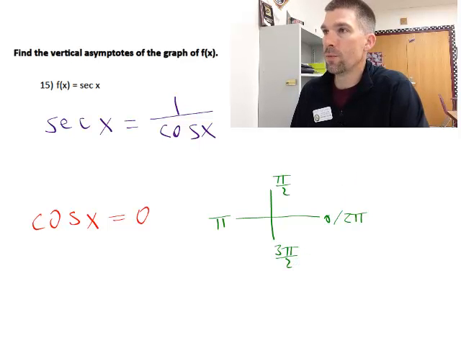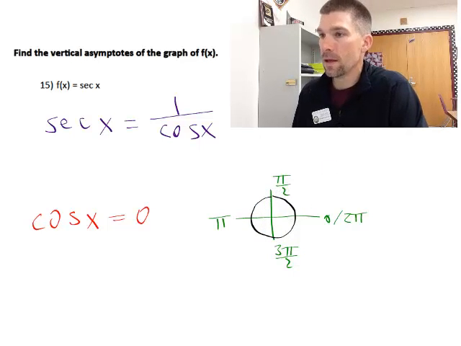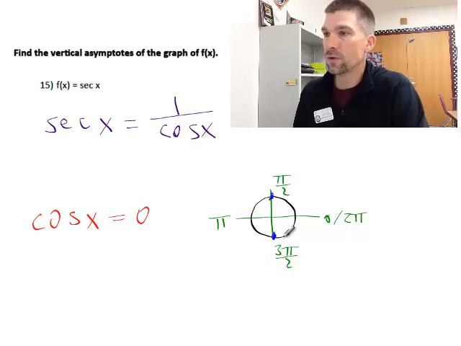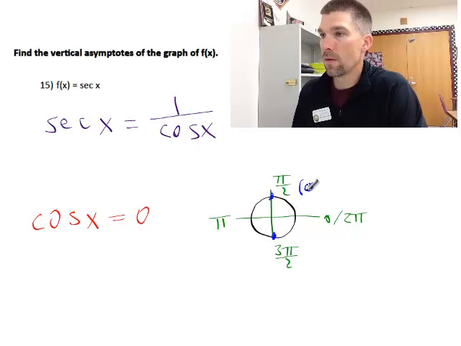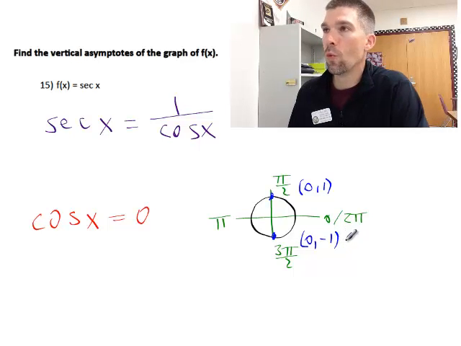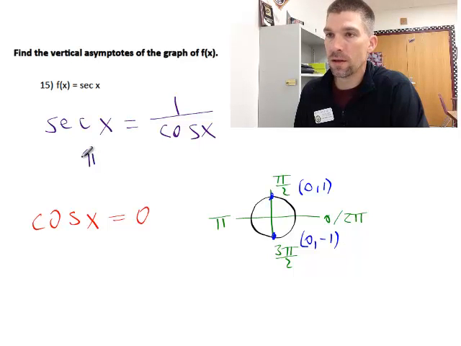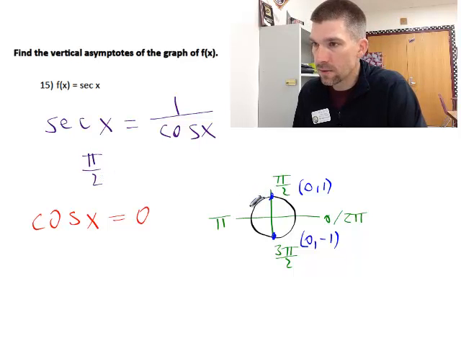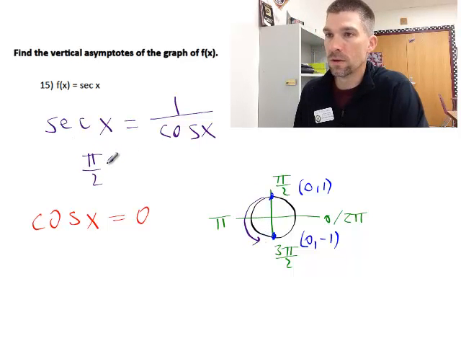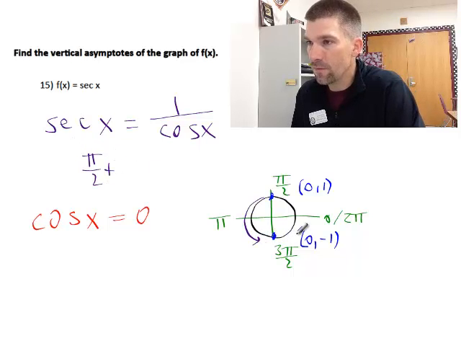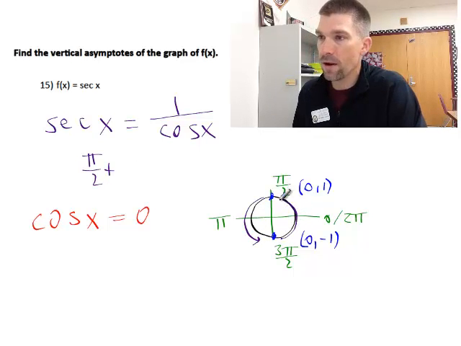If we look at this and we put that unit circle in, remember that the x-coordinate is equal to the cosine. And our x-coordinate is 0 at 2 places, pi over 2 and 3 pi over 2. So where are we going to have these vertical asymptotes? We're going to have the vertical asymptotes at pi over 2. And then if you add pi radians, that'll give you 3 pi over 2. And if you add pi radians, that'll give you 5 pi over 2. And if you add pi radians, that will give you 7 pi over 2.